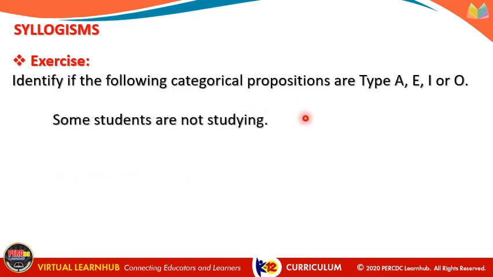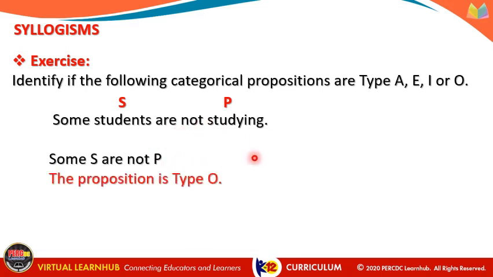Next, some students are not studying. The subject is students. The predicate is things or people that are studying. This proposition follows the some S are not P format. Thus, what we have is a type O proposition.